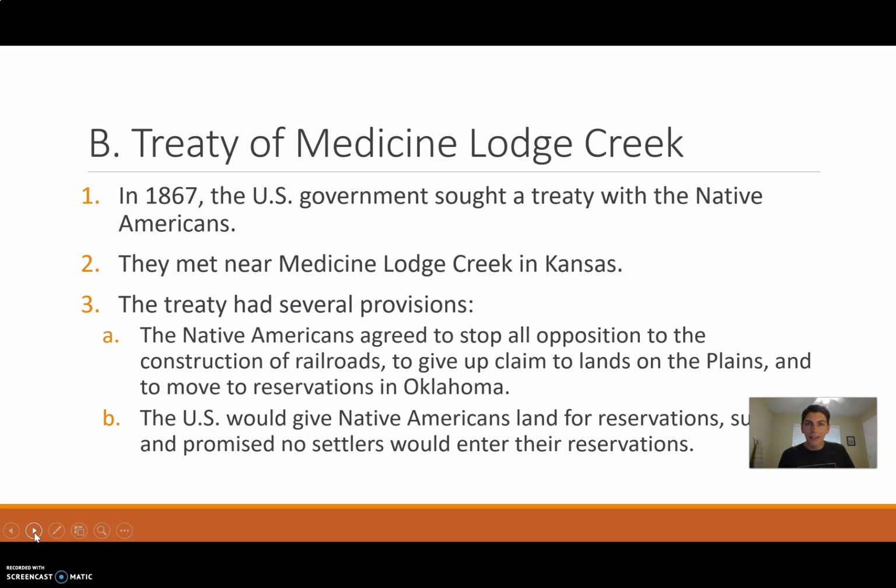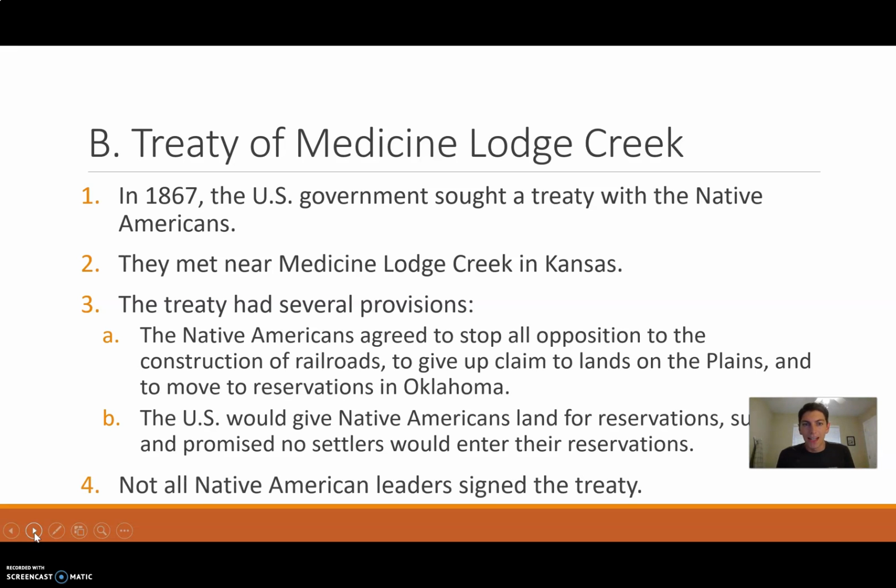So basically what they're telling the Indians here is, you need to just let us continue to build civilization throughout West Texas, and you need to give up your land and move on to these little pieces of land that we've given you. And then in return, we'll give you supplies, we'll give you land for the reservation, and our settlers will not enter into your reservation. That's your own area that you have all to yourself.